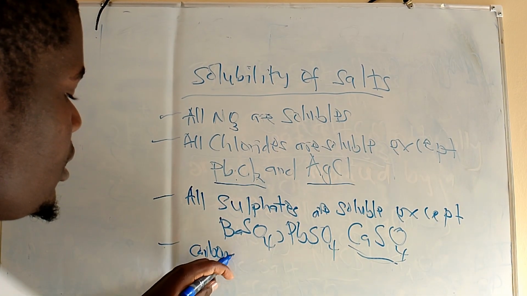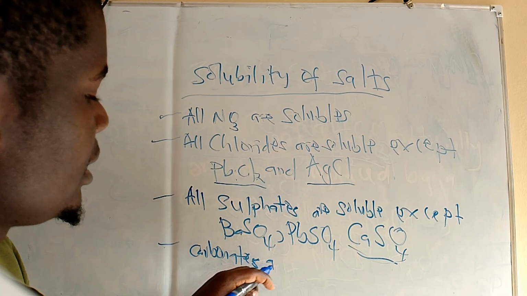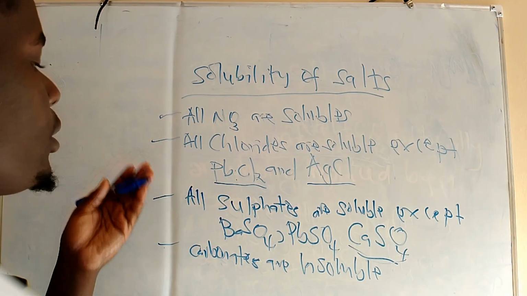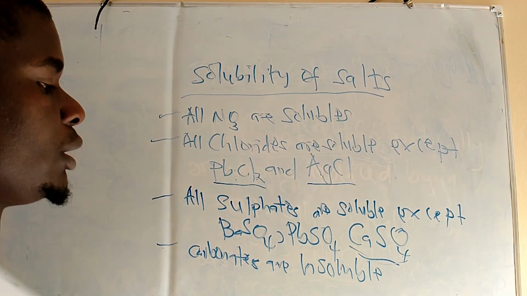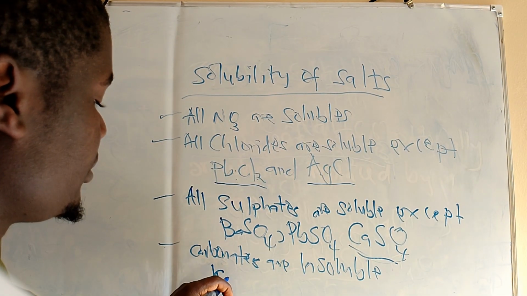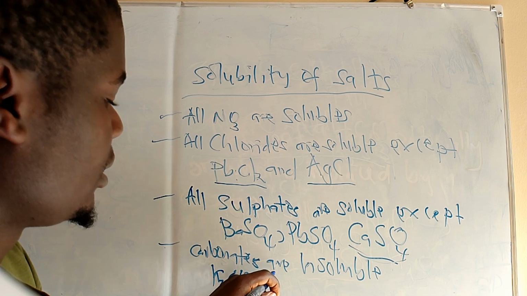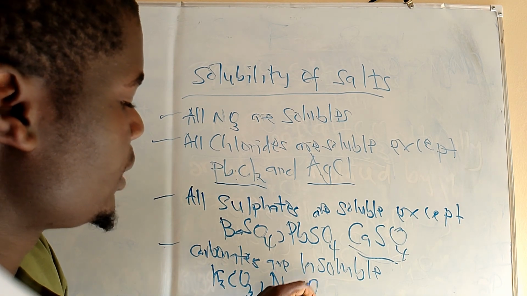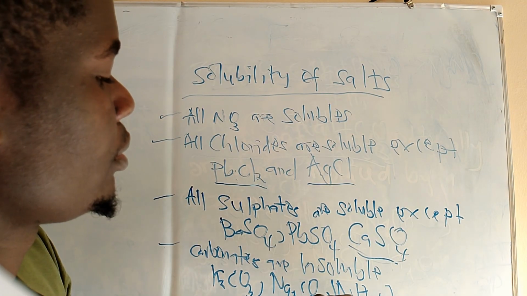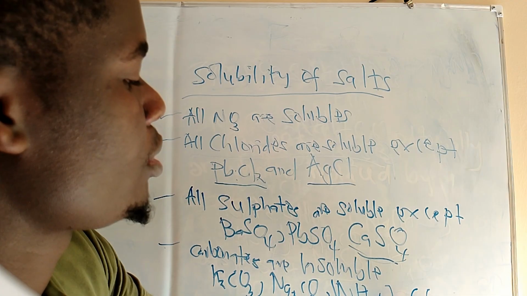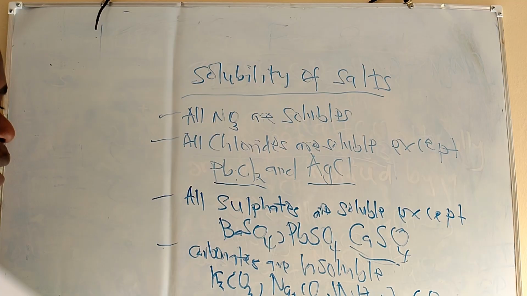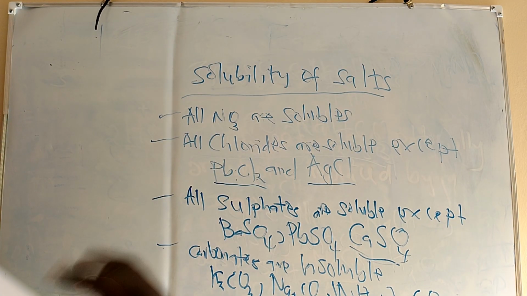And then we have the carbonates. Carbonates are insoluble, so you can see the difference between chlorides and sulfates with regard to carbonates. All are insoluble except group 1, that is potassium carbonate, sodium carbonate, and ammonium carbonate. The group 1 carbonates and ammonium carbonate are soluble, others are insoluble.